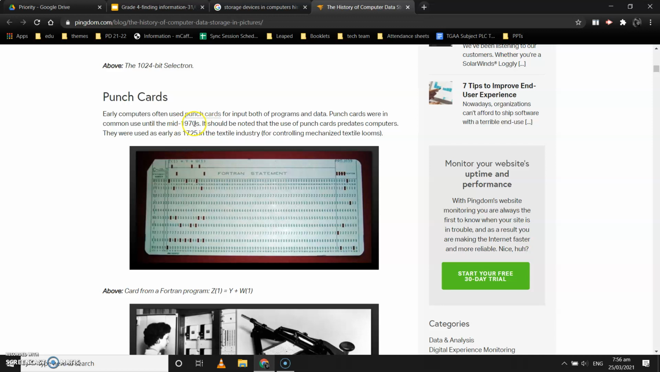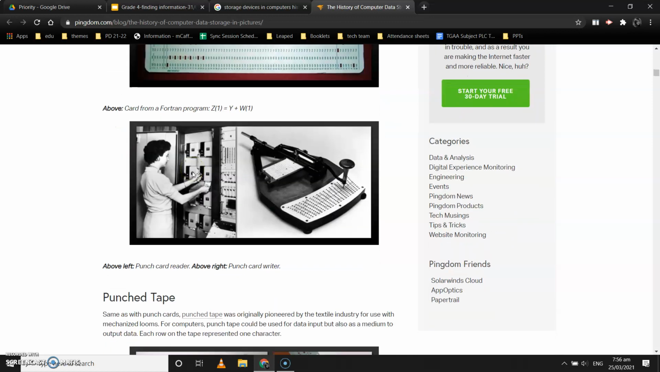So you can take this if you want. This is a picture of a punch card. You can write the name of this punch card in your notebook. Then write certain information about it. If you want, you can draw the picture. Drawing the picture is not necessary. If you want, you can only write the name of the storage device and information about it.